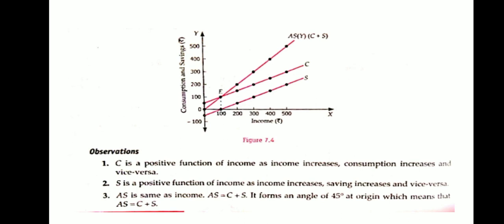C is a positive function of income. As income increases, consumption increases, and vice versa. S is also a positive function of income. As income increases, saving is also increasing. AS is the same as income. AS equals aggregate supply equals consumption plus saving. It will always turn down to the 45-degree line.